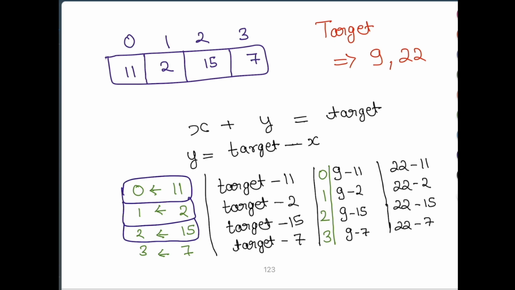Let us quickly see the same process using target as 22. Again, what you will do is you will see the first element, which is 11. So first of all, target is 22, x is 11, y is 11, right?